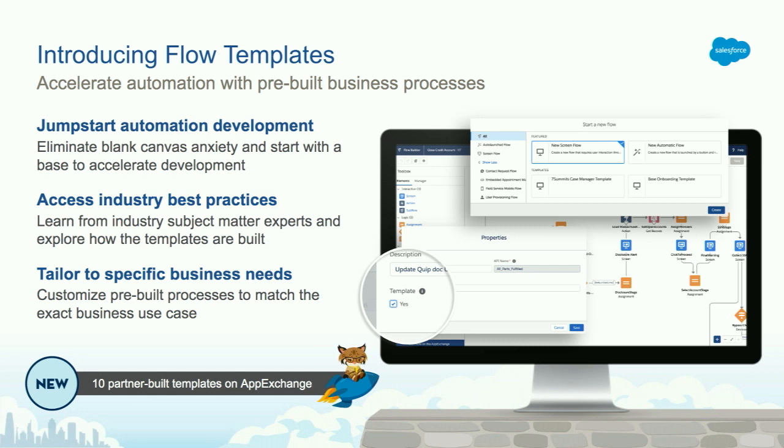One of the great things about Flow templates is that once you have this template, you can make a copy of it, and you can then customize it to your specific business needs. And while you do all of that, you don't have to worry because the original template will still be there. So as a partner or as a customer, you can go ahead and receive any upgrades to those pre-built business processes. We had a number of partner-built templates that we launched on our Flow Solutions category in the AppExchange, and I'll show you those in a minute.